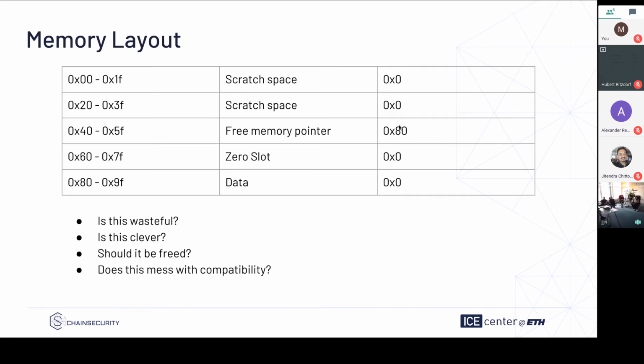And the final question, does this mess with compatibility? If I decide to have this memory layout and someone else decides to have a different memory layout, and actually the memory layout used to be different, so old compilers will produce a different memory layout. Does it mess with compatibility? The answer is no, because all these things are internal, right? And they're not exposed to other contracts. Only this contract can access its memory. So the good thing is at least the crazy things we're doing here do not mess with compatibility.